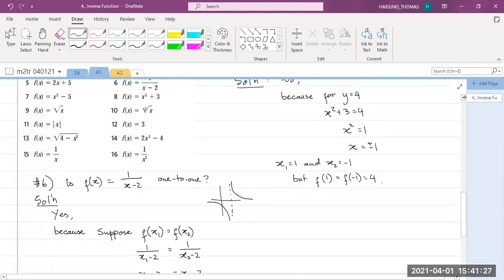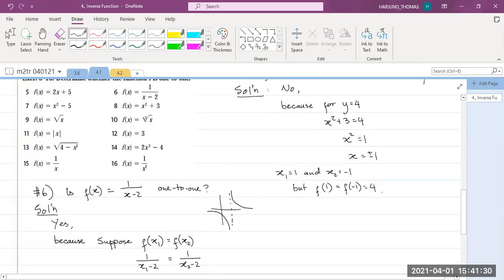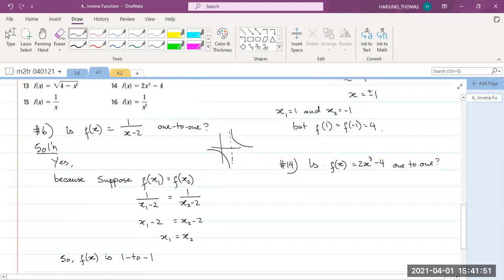Number 6 is a very easy example. Now, number 14 may not be that easy. Is f(x) equals 2x cubed minus 4 one-to-one? Let's have a feeling first. x cubed looks like this. That's what the graph of x cubed looks like.